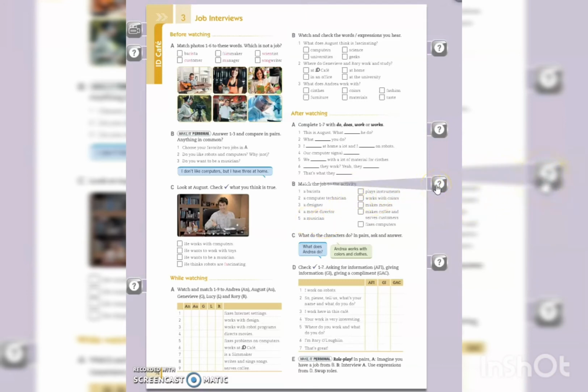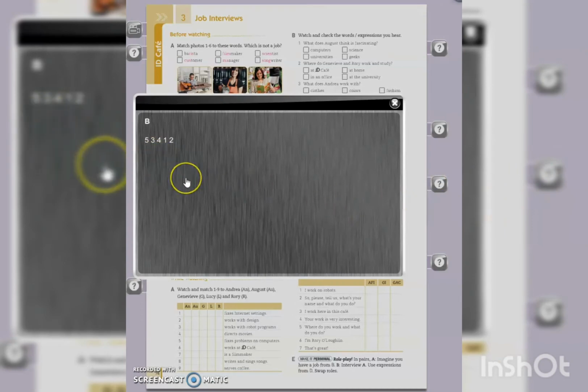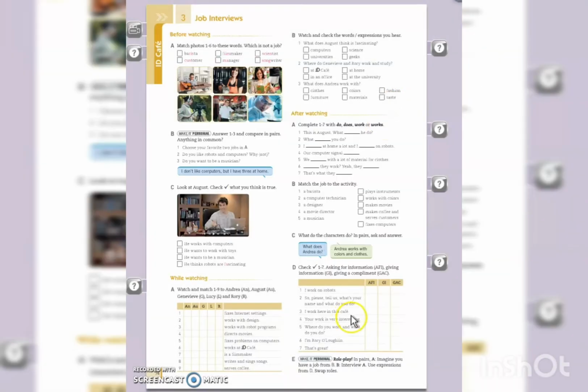Do you want to see if the answers are correct? Here you have 5, 3, 4, 1, and 2. This is the order you have to take into account. And the last activity, check 1 to 7, asking for information, giving information, or giving a compliment.